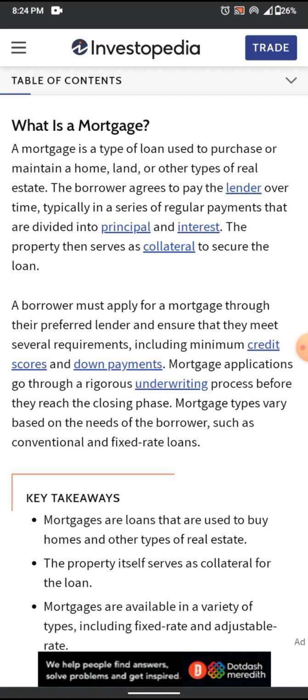Mortgage applications go through a rigorous underwriting process before they reach the closing phase. Mortgage types vary based on the needs of the borrower, such as conventional and fixed rate loans.